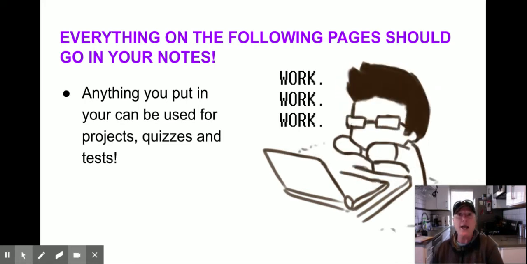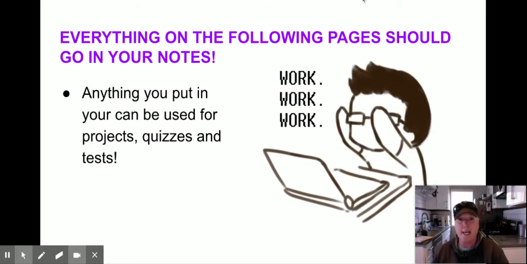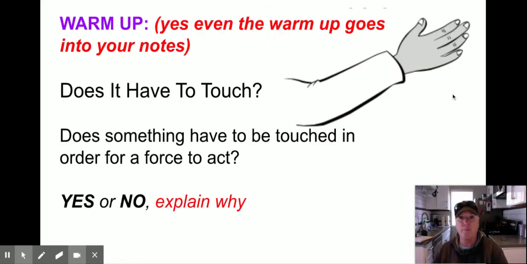The reason why is that anything you put in your notebook can be used on a project, a quiz, or a test that we might have. All right, let's go ahead and start with the warm-up. Yes, the warm-up goes in your notebook, so that's the first thing you put into your notebook.